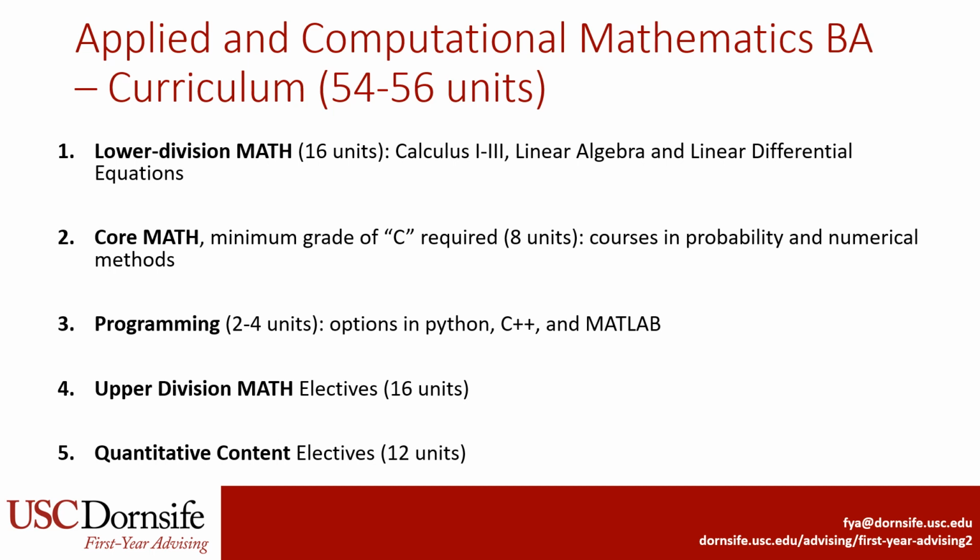The Applied Math BA is 54 to 56 units. The main difference between this and the BS is in the core math courses, which include only probability and numerical methods. Students need at least a C in these core courses to use them for the major. The other difference is that this major does not require the logical reasoning course. Another difference is that the BA requires one more math elective and one less quantitative content elective.